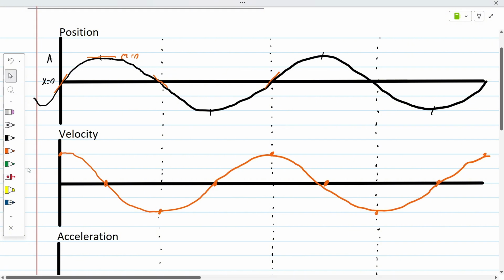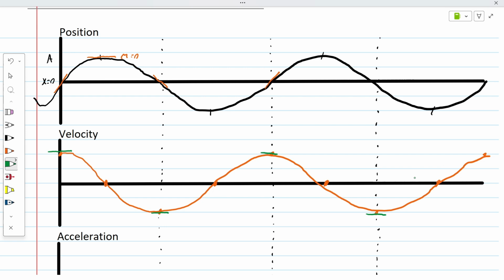So we can use the velocity graph to find acceleration, or we can use the position graph. So let's think about, when is the acceleration going to be 0? Well, the acceleration is 0 when the slope of the velocity is 0. So right here the slope of the velocity is 0, right here the slope of the velocity is 0, and at each of these points the velocity slope is 0, which means the acceleration should be 0.